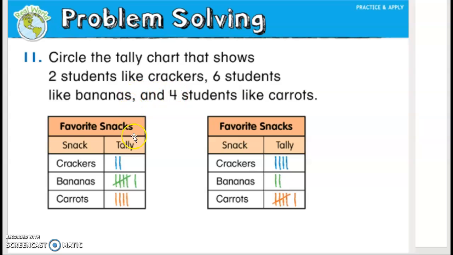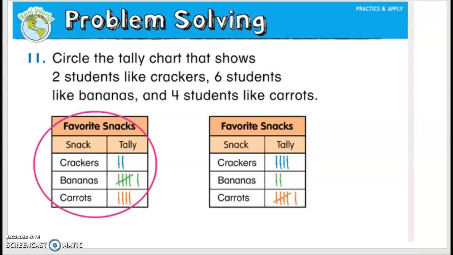6 students like bananas. Oh, here's 6 students like bananas. How many like bananas here? Right, only 2. And the 4 students like carrots. Let's look here. How many liked carrots? 4. How many liked carrots over here? 6. I think it's this one, don't you? Let's check our answer. Yep, we were correct.